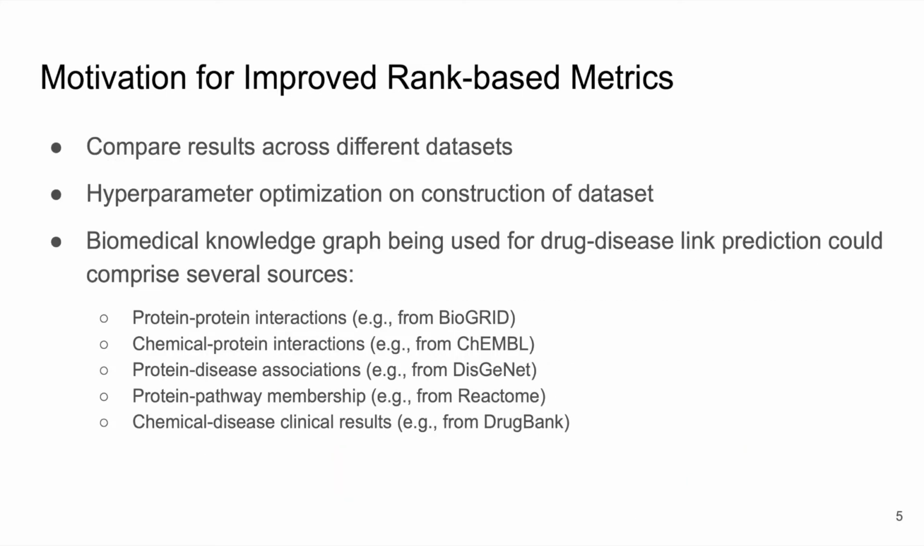There are several motivations for improving these metrics, and most importantly, enabling the better interpretability and comparability of results on different data sets. As an example from drug discovery, you might want to formulate a biomedical knowledge graph using different combinations of resources to generate better drug disease link predictions. But this would result in different sized graphs with different topologies whose evaluation results currently aren't readily comparable.